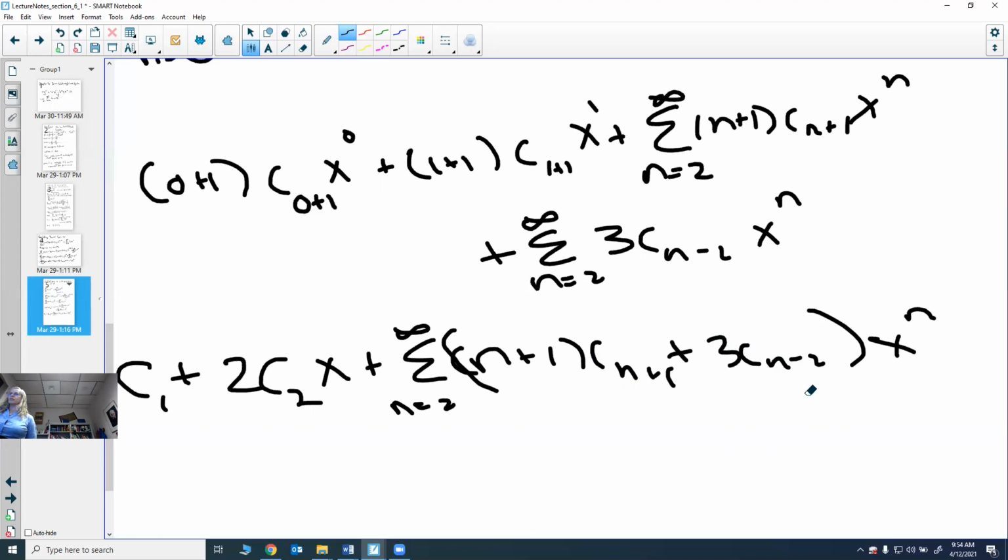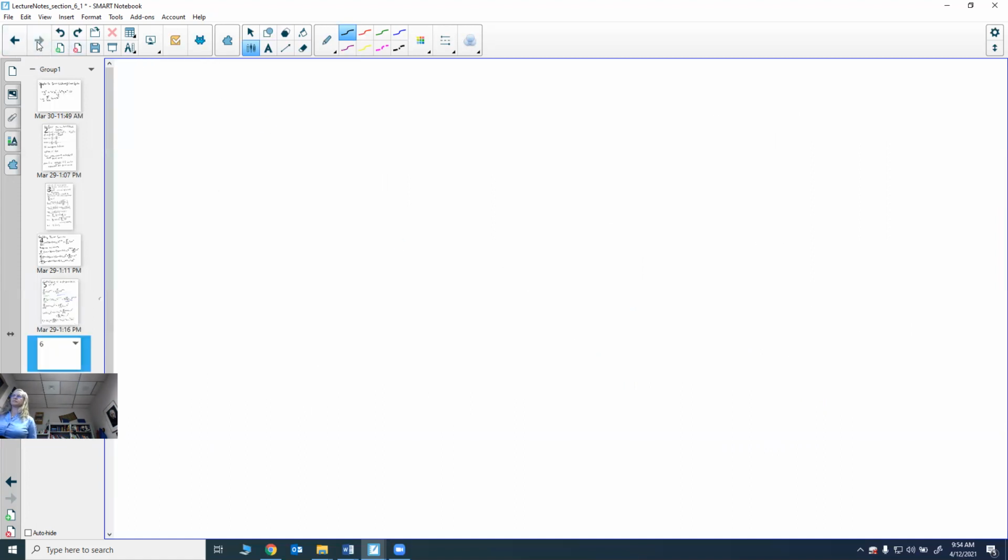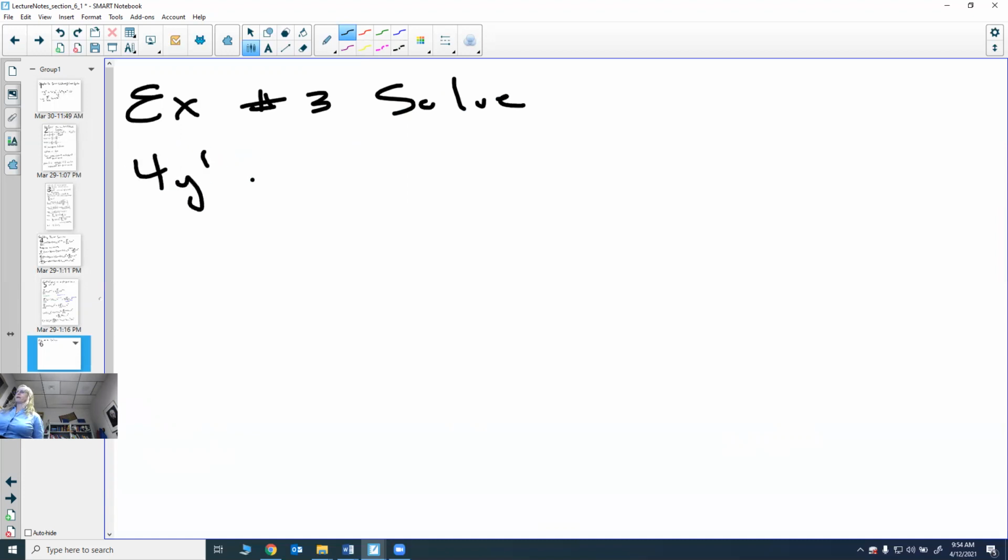Now what I'm going to do is show you a simple example of how we can actually solve with power series. So we'll do a quick example of that. I'd like to solve 4y prime plus y equals 0. Again, this one has constant coefficients, so I don't need to do this with power series, but I want to use it to show you how to do it with power series.